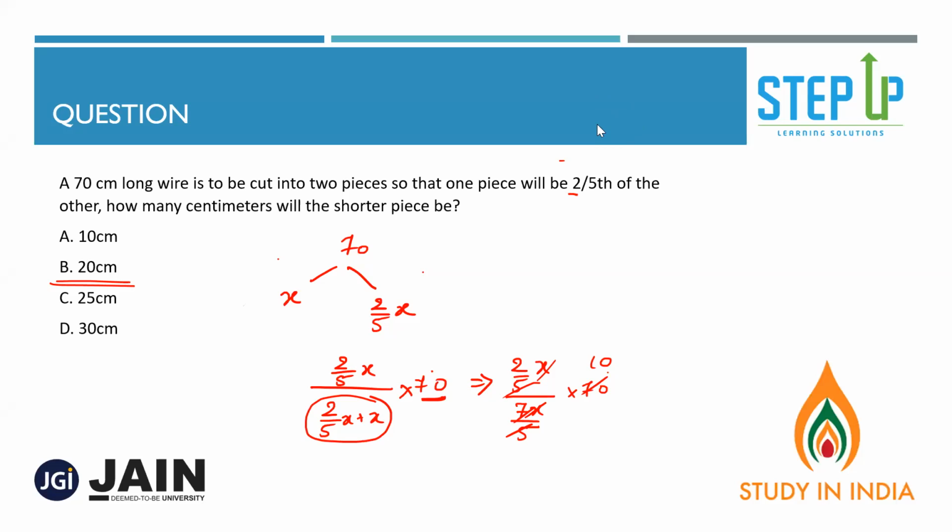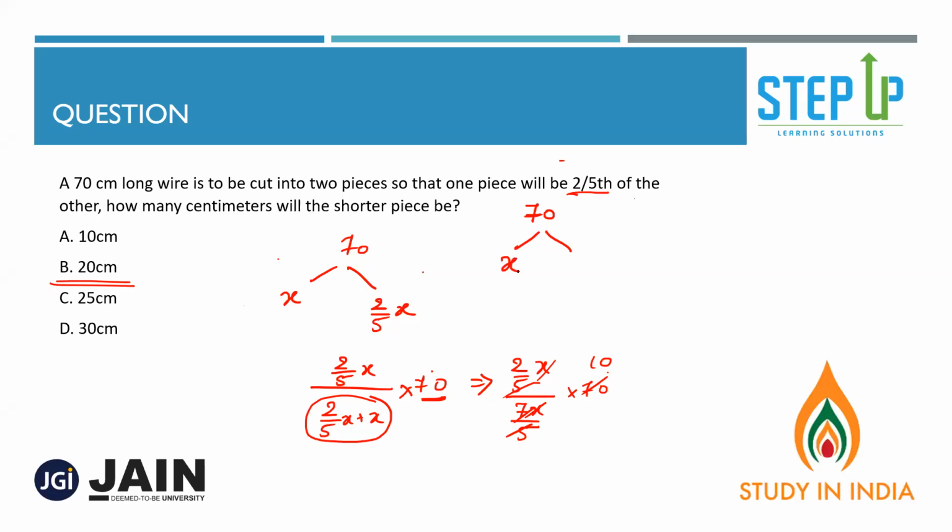Fine, Emmanuel. Emmanuel, what we are doing is, the total is 70. Subhash, in that case, it could be 3 and 4 also. Okay, fine. I'm explaining again. If there is a 70 centimeter wire, and I have to divide it into two parts, a 70 centimeter wire is cut into two pieces so that one piece will be 2/5 of the other.